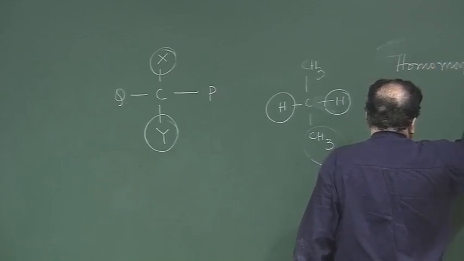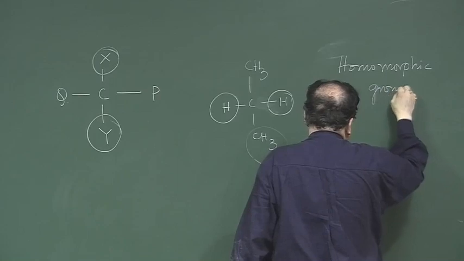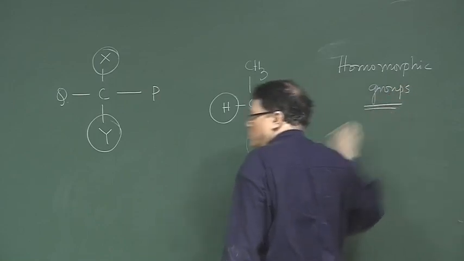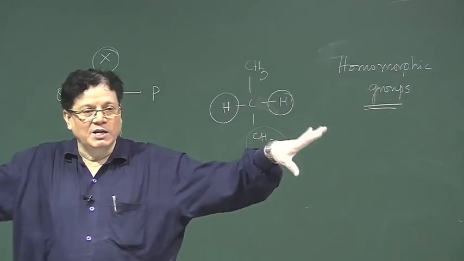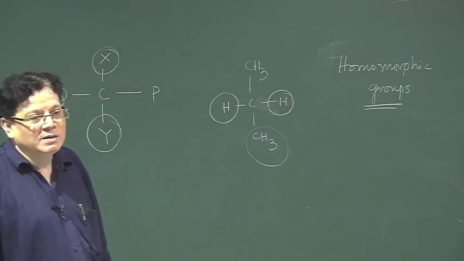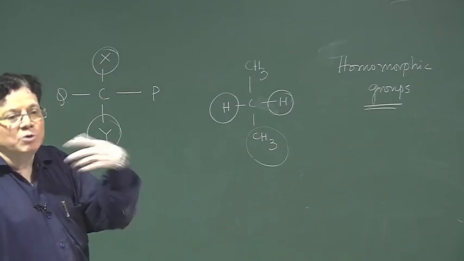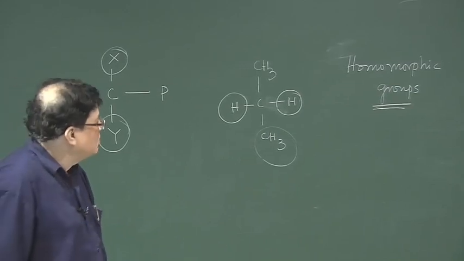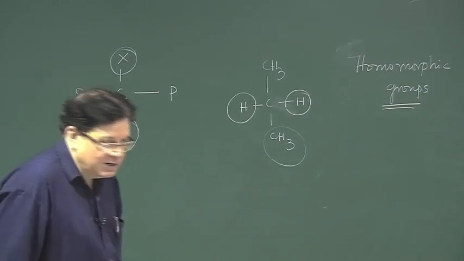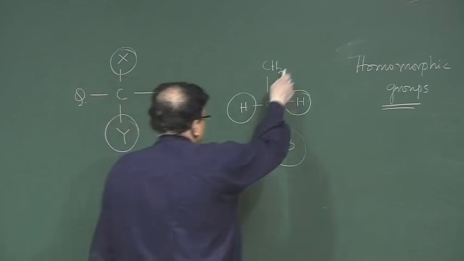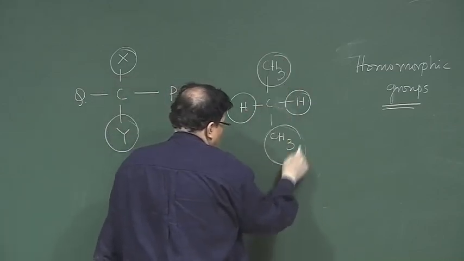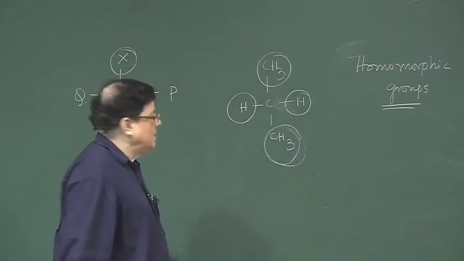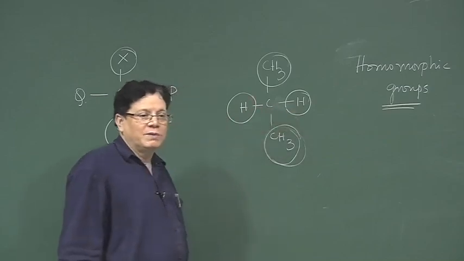homomorphic groups. Homomorphic groups means groups which in isolation look the same. They look the same means they have the same constitution. Then they are called homomorphic groups or homomorphic ligands. Like these two methyls, they are homomorphic ligands. Like the two hydrogens, they are homomorphic ligands.